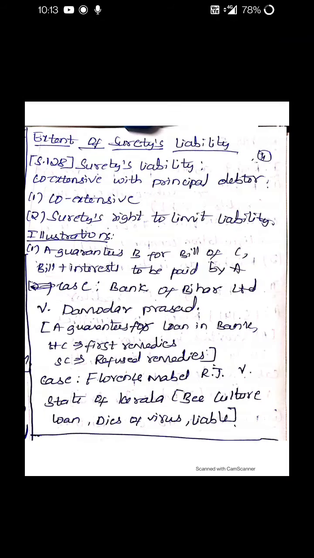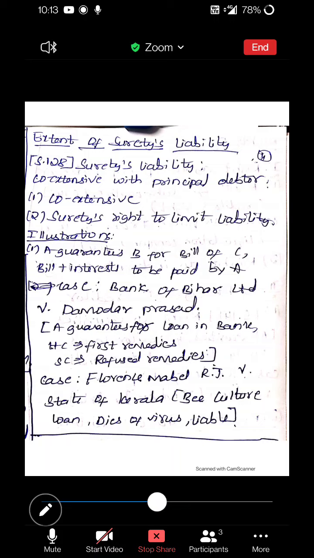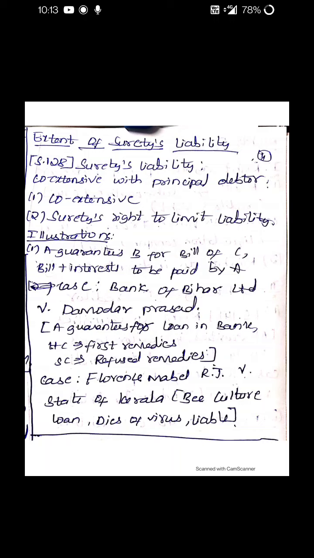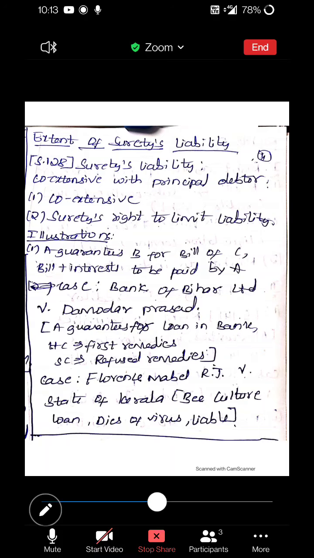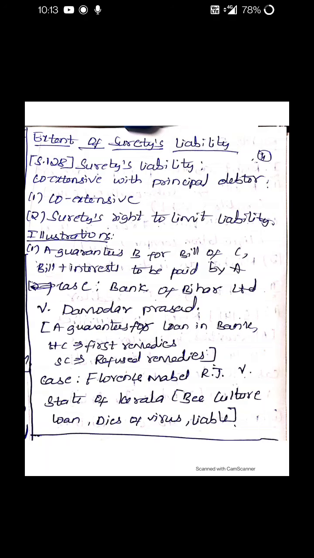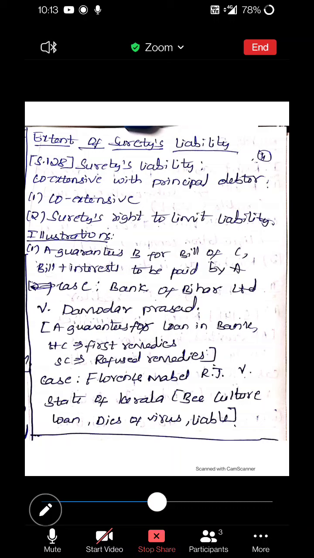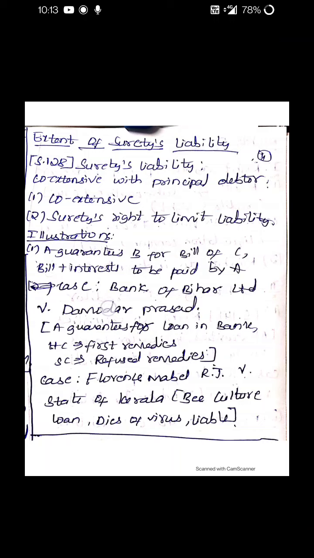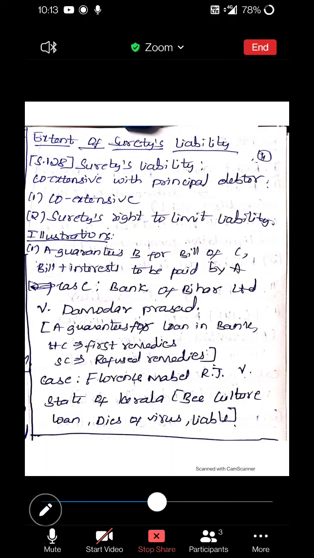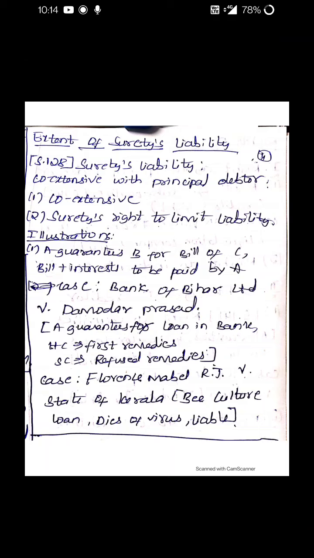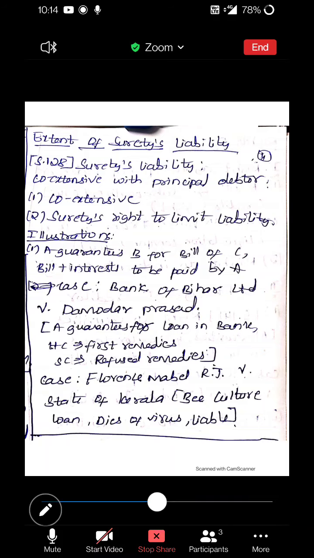The next concept is extent of surety's liability. To what extent is the surety liable? Surety's liability is coextensive with the principal debtor, and he will have to pay all the losses that the principal debtor causes to the creditor.